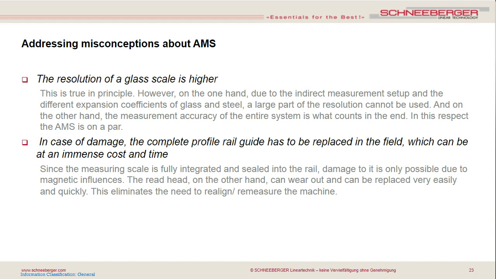In case of damage, the complete profile rail guide has to be replaced in the field, which can be at an immense cost and time. Since the measuring scale is fully integrated and sealed into the rail, damage to it is only possible due to magnetic influences. The reed head, on the other hand, can wear out and can be replaced very easily and quickly. This eliminates the need to realign and remeasure the machine.